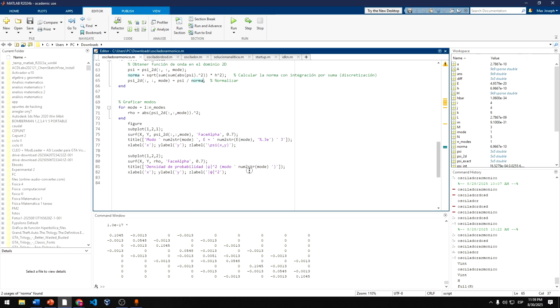Ahora graficamos los modos. Para el primer modo va a ir de 1 hasta el modo, que en este caso va a ser el fundamental. Rho va a ser la densidad de probabilidad, que va a ser el valor absoluto de la función psi 2d al cuadrado. Todo eso al cuadrado. Y vamos a graficar tanto la solución analítica como la densidad de probabilidad.